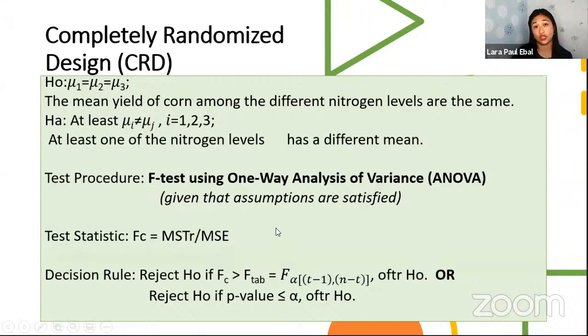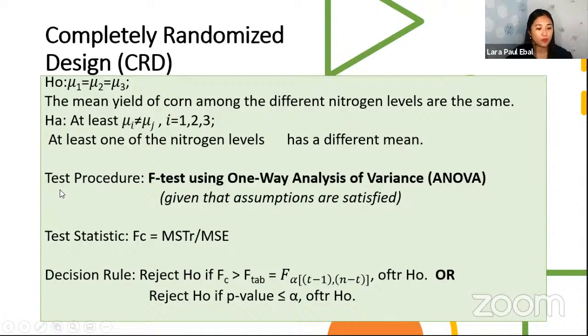We state now, using the mu1, mu2, mu3, we have your HO here, where we say the mean yield of corn among the different nitrogen levels are the same, versus the HA, at least mu I not equal to mu J, where I or J equal to 1, 2, 3. And then at least one of the nitrogen levels has a different mean. So that's what our HA means, the symbol mu I not equal to mu J. At least one nitrogen level has a different mean.